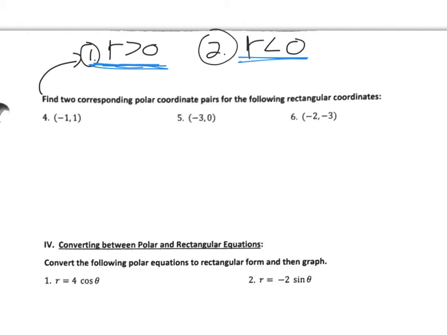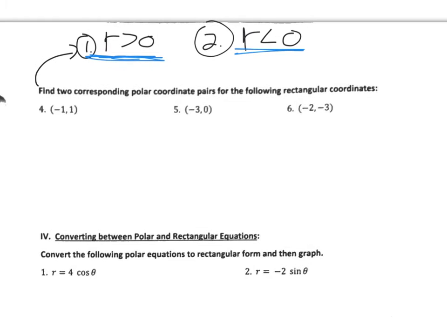I like graphing these first. So if I graph that first one, negative 1, 1, I am in the second quadrant. Negative 1, 1 is right here. So I better get an angle that's in the second quadrant. It better be in between 90 and 180 degrees.